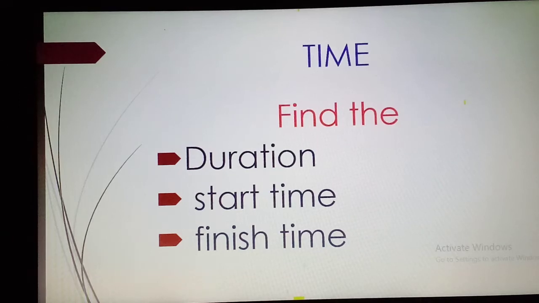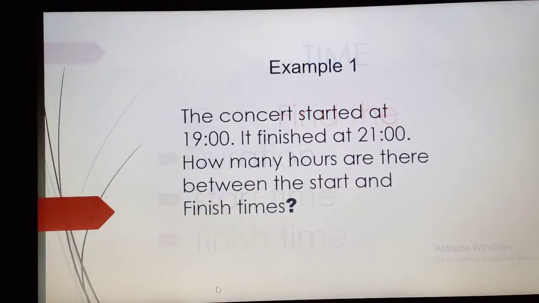Hi my dear students, today we are going to learn about time and we are going to find the duration, start time and the finish time. So let's move on to the first example.